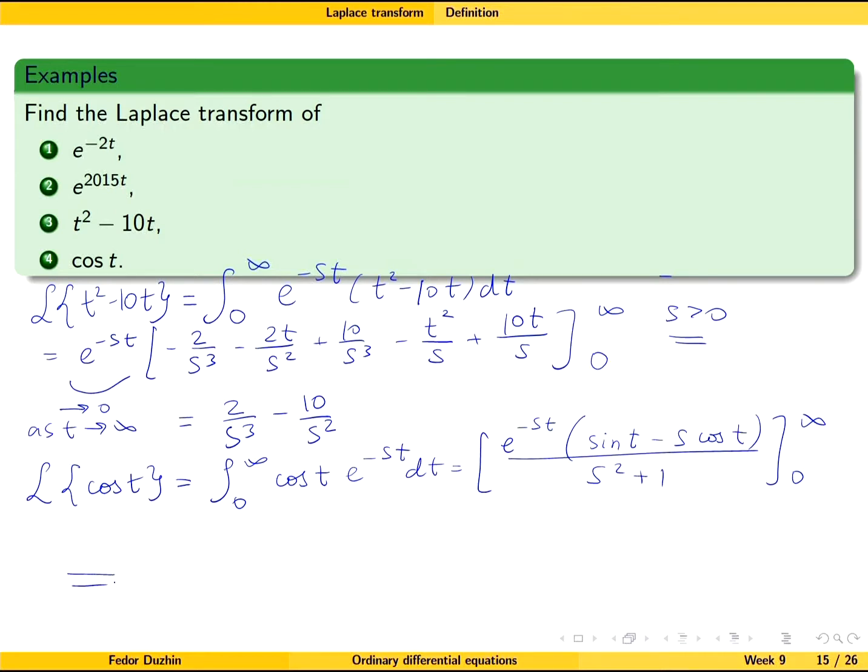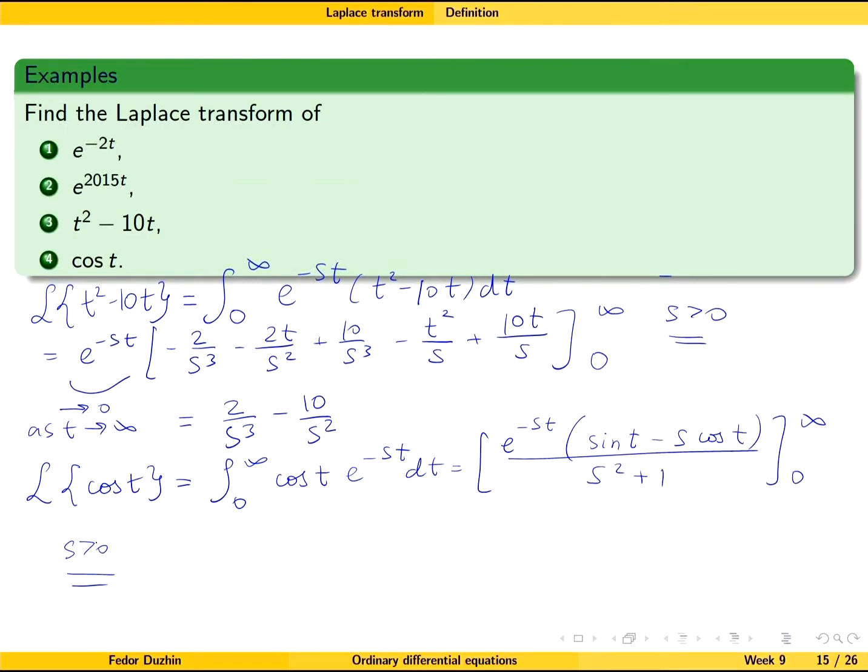Again, this is only defined when s is positive, because if s is 0, then there is no limit when t goes to infinity. It's just oscillations. If s is negative, then e to the minus st is an exponential function with a positive exponent. As t goes to infinity, we have oscillations of increasing magnitude, but there is no limit. So in order for this expression to have a finite limit when t goes to infinity, s has to be positive. But if s is positive, then the limit of e to the minus st at infinity is 0, so the limit of the whole expression is 0.